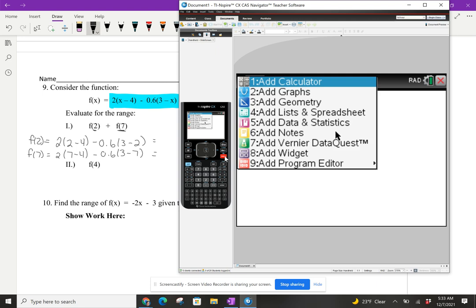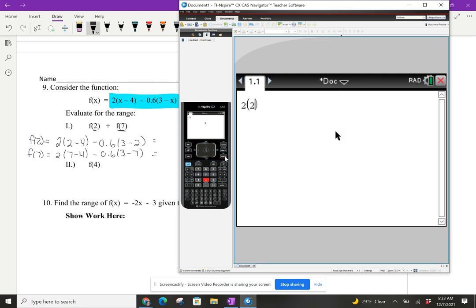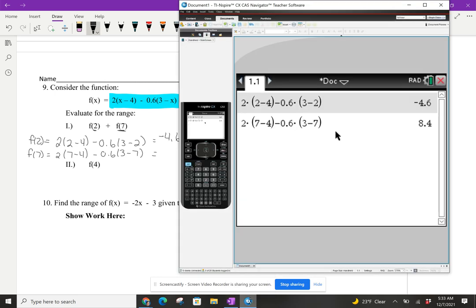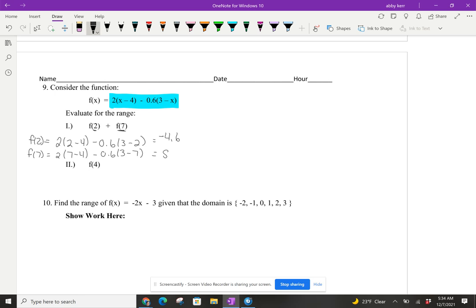So, add calculator. Make sure that you use the minus sign and not the negative for all of these. If you do use the negative by mistake, the parentheses will go away because the calculator thinks that you are multiplying. Now I'm going to plug in f of 7 as well. So wherever there was an x, I put a 7. Then 3 minus 7. So for f of 2, the answer is -4.6. For f of 7, it's going to be 8.4.